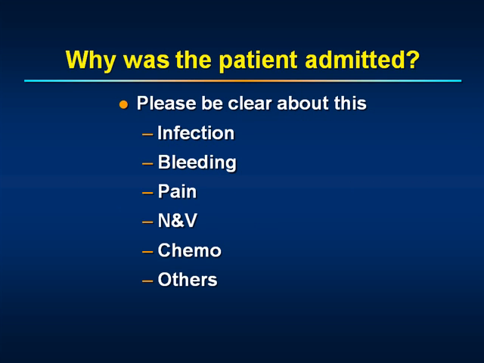Now, why was the patient admitted? Please be clear about this. This is helpful. Was the patient admitted for infection, for bleeding, for pain, for nausea, for instance, for chemotherapy itself, or other reasons?